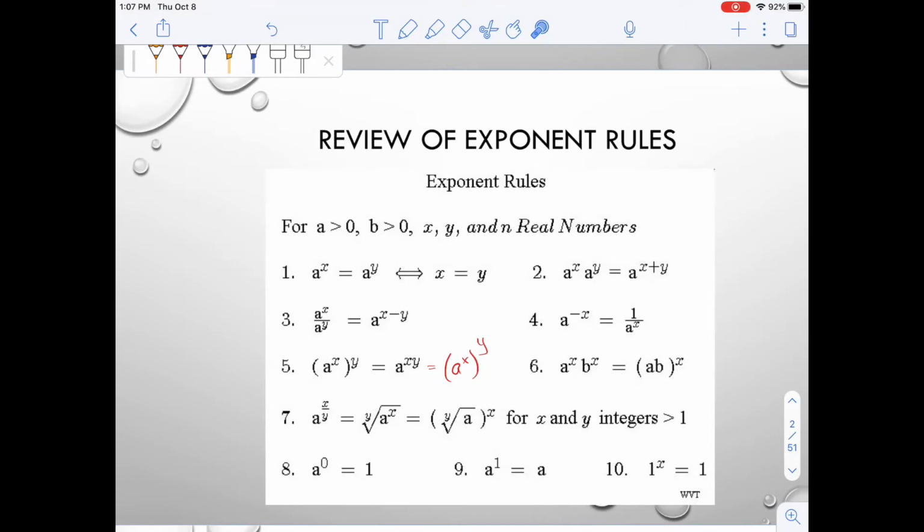However, if I have a sum or a difference, if I have a plus b raised to a power, I cannot simply distribute that power to each term. It does not work like that. All right. Number 8, anything to the 0 power equals 1. Anything to the first power equals itself in 9. And 1 to any power equals simply 1.